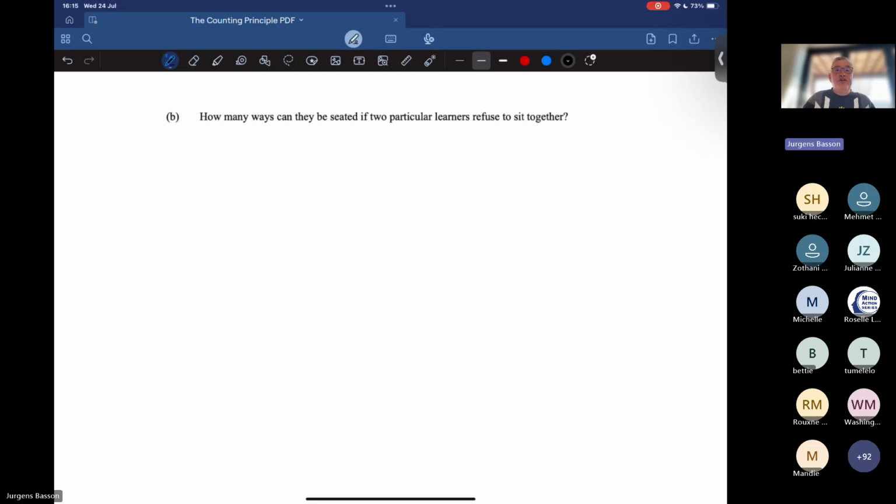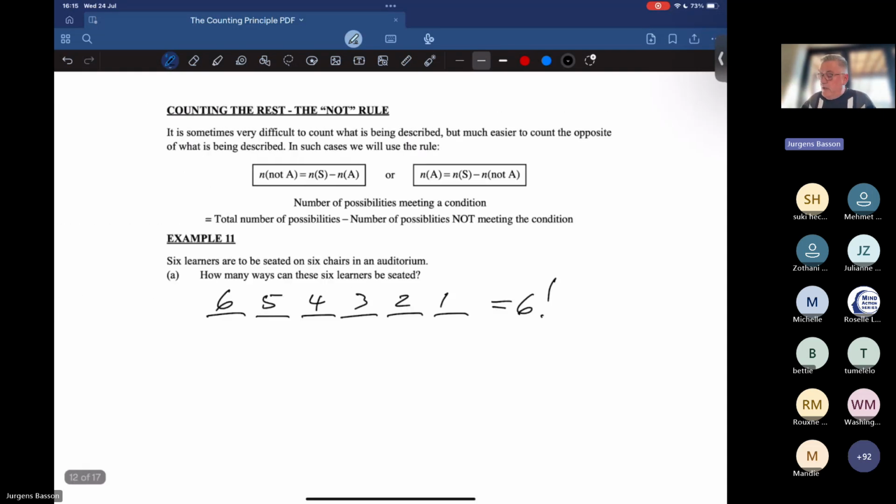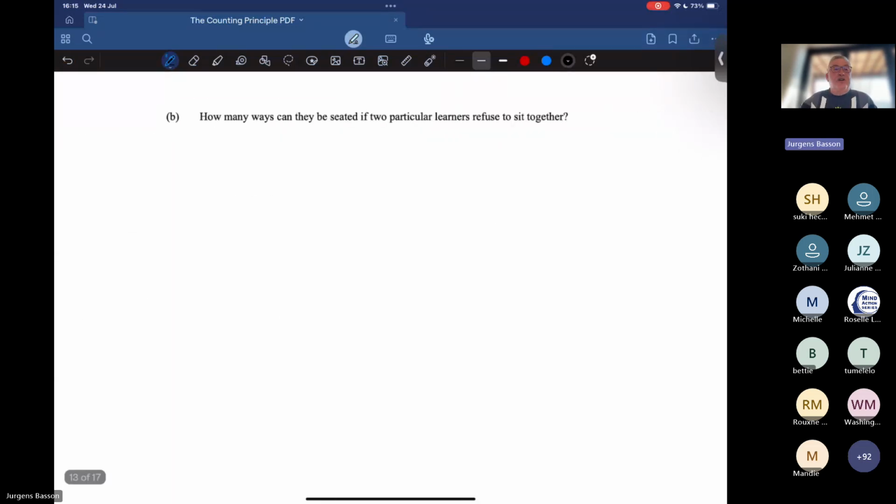So I will rather use the not rule. What I'm going to do in this one is work out the sample space. Well, I don't need to. We've done it already, 6 factorial. And from the 6 factorial, we're going to subtract.